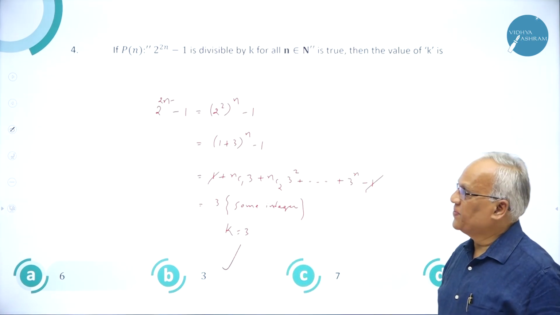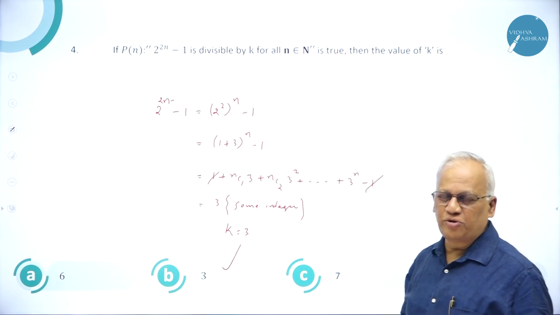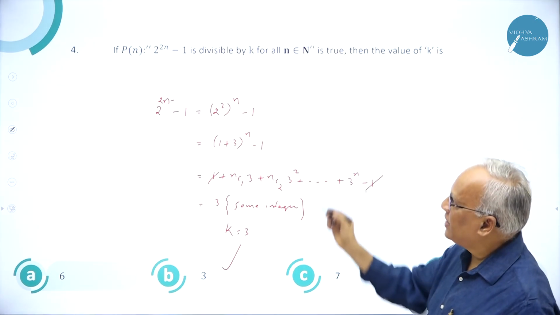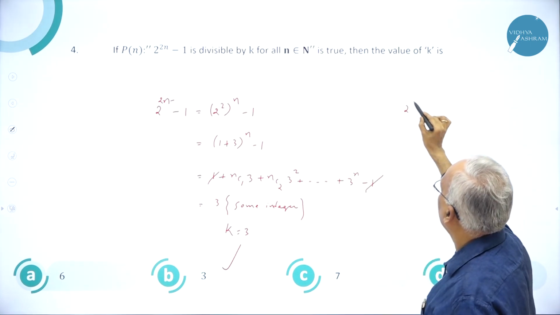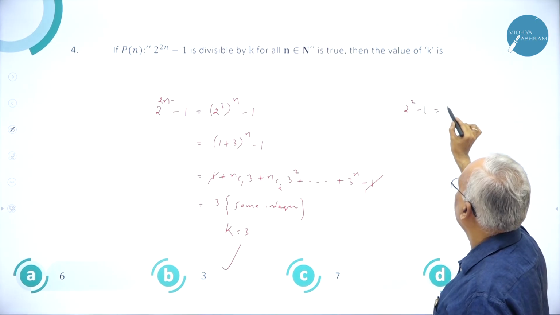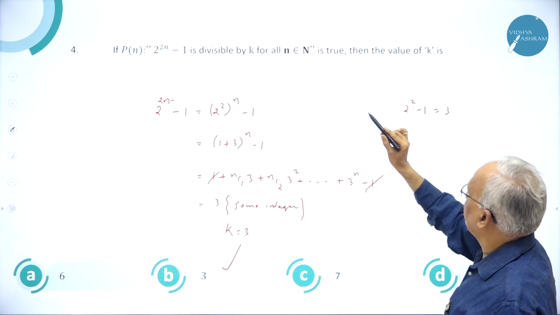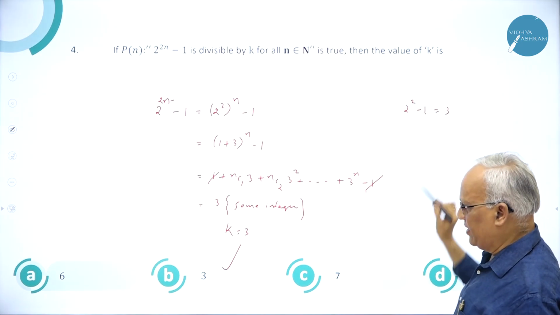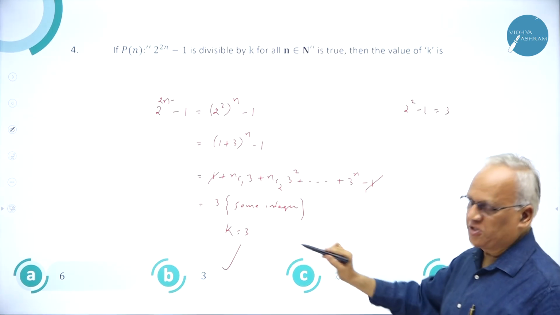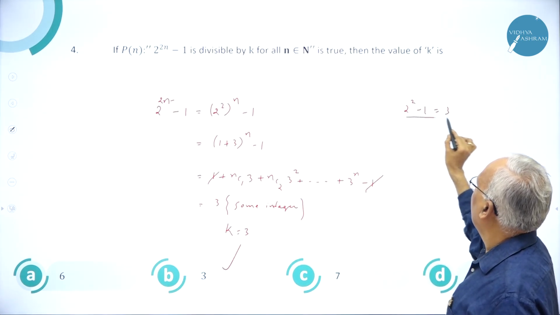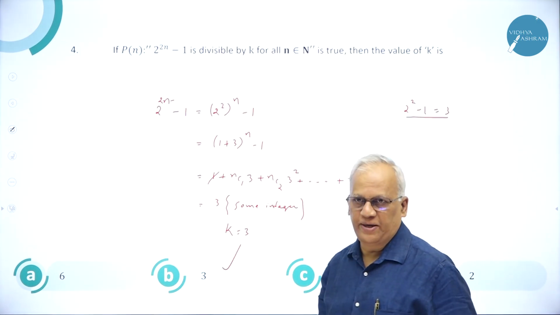Now, I give you another interesting method. See, since it is true for all values of n, it should be true for n equal to 1 also. Let's put n equal to 1 there. 2 to the power of 2 into 1 is 2, minus 1. That's equal to 4 minus 1, which is 3. So this expression should be divisible by k, which means 3 is divisible by k. Don't divide this by 6, 7, 2. Therefore, it has to be 3. So very easily you can use this method in this case. Okay, so answer is B.